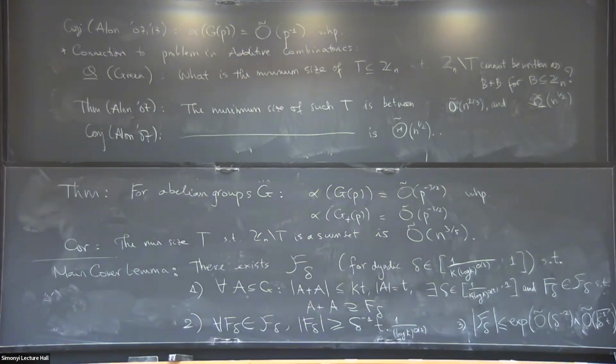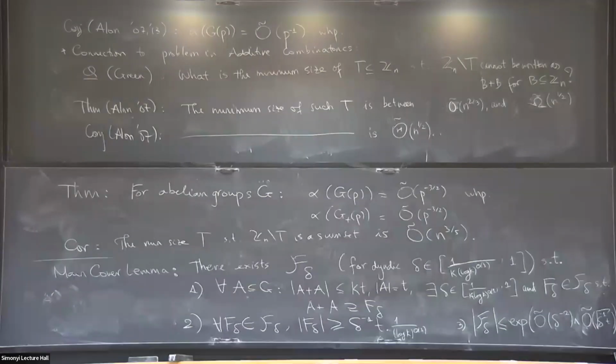So now I will tell you some ideas for this main cover lemma. Let's start first with this easier bound. So first, let's try to build such a collection F delta so that the size of F delta is at most big O tilde square root delta to the minus 1 t. This is closely related to the one that we discussed before, and I'll just use this to set up the tools that we will use in a simpler setting.